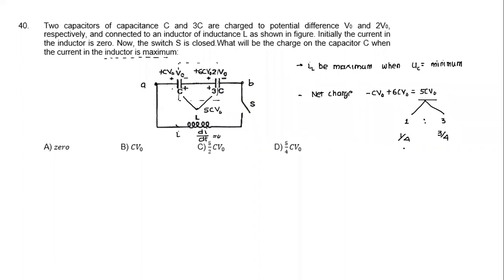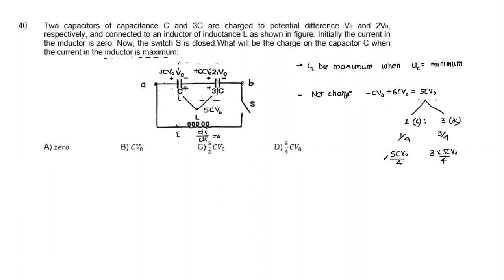What is the charge distribution? This side is C and this side is 3C. C will receive a charge equal to 1/4 of the total, which is 5 CV0 by 4, and the 3C side will receive 3 into 5 CV0 by 4. We needed to find the charge on the capacitor. That's the answer. What is the other way we could have found it?